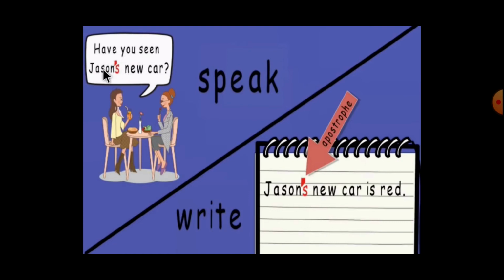We can say, have you seen Jason's new car? Okay, so we are not getting that. Are you talking about Jason, one boy, or Jasons in the plural form? So here when we speak it, we can have difficulty in the meanings. But when we have to write, we have to write in a perfect way, like Jason's new car is red. Jason is a third person singular, and we have to put the sign of apostrophe, and then S, followed by the other words. So Jason's new car is red.